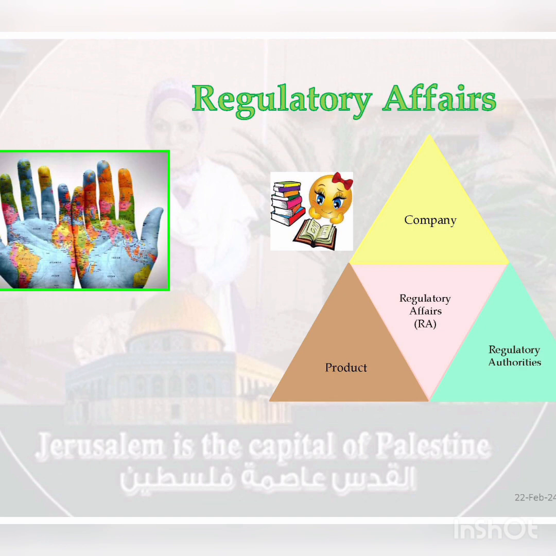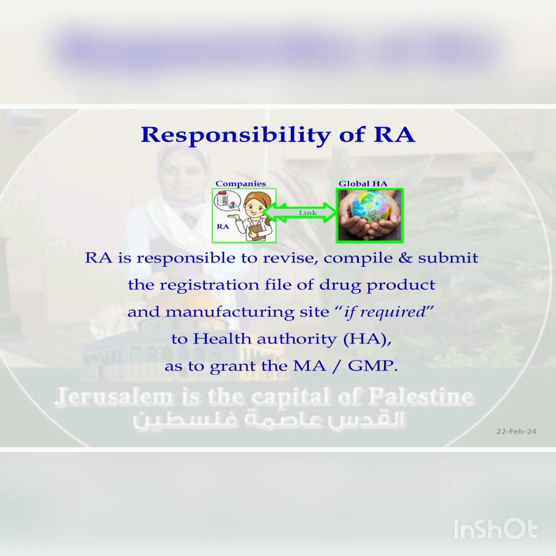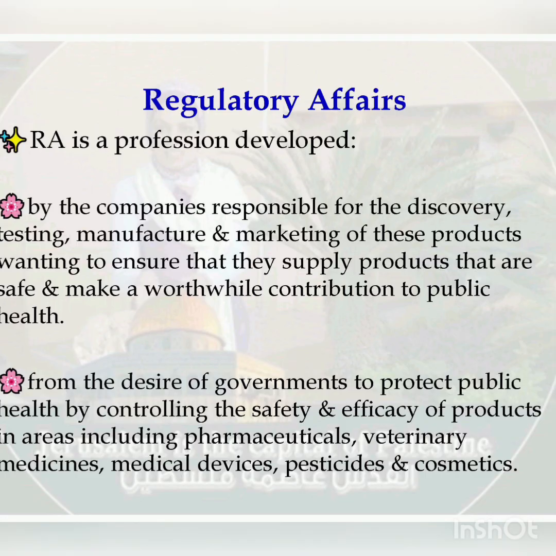Regulatory Affairs Department is responsible to revise, compile, and submit the registration file of drug product and manufacturing site if required to the health authority in order to grant the Marketing Authorization license and the GMP certification for the site. Regulatory Affairs is a profession developed by the companies responsible for the discovery, testing, manufacture, and marketing of these products, wanting to ensure that they supply products that are safe and make a worthwhile contribution to public health.